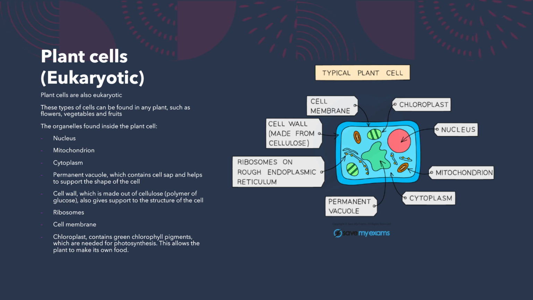Then lastly, the third extra organelle that you need to remember for plant cells is the chloroplast. So the chloroplasts are these green blobs here. So what you need to remember for chloroplast is that it contains green chlorophyll pigment, okay? So without chloroplast, plants couldn't make their own food. This is due to chloroplast being used for photosynthesis.